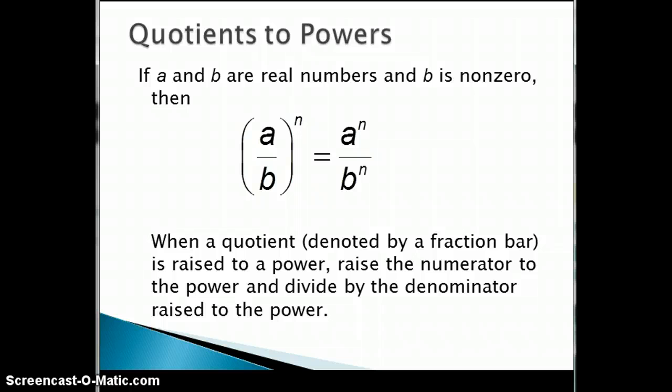Here's another rule that we'll need to use to divide polynomials, and this is called the quotients to powers rule. So we have a quotient, a over b, being raised to the power of n. So the rule says that when a quotient is raised to a power, we raise the numerator to that power and divide that by the denominator raised to that power. So we basically apply the exponent to both the top and the bottom, and then the parentheses are gone.